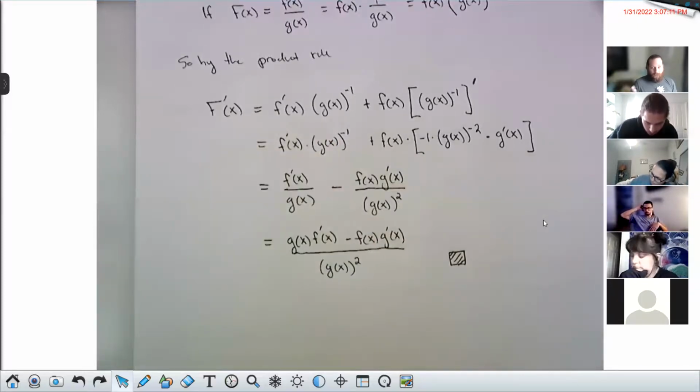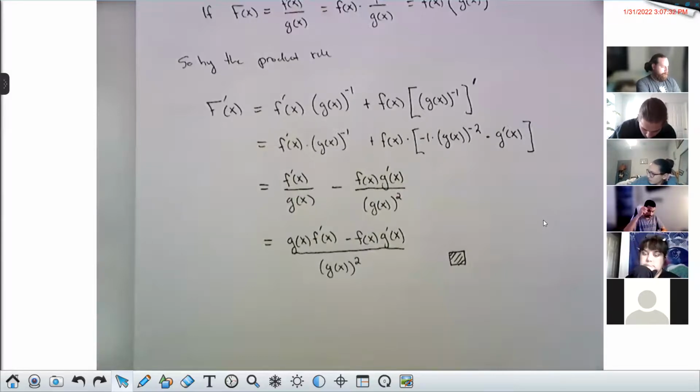All right, so one, it's a proof of the quotient rule, which is nice. We like to have proofs of our theorems. Two, it provides a way to avoid using the quotient rule if you want to. Sometimes it's absolutely the right thing to do.